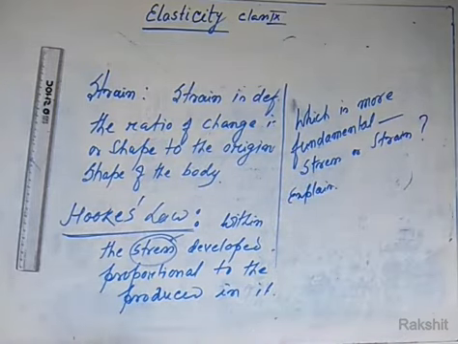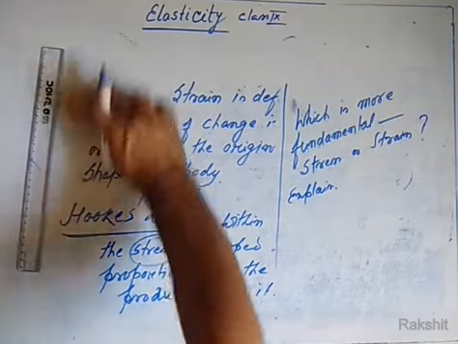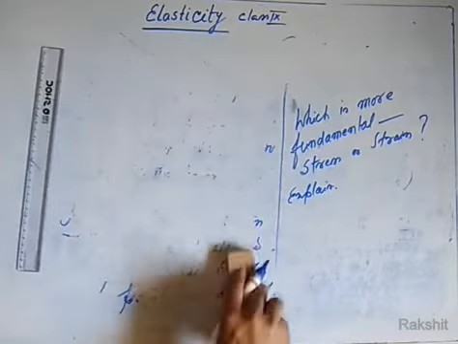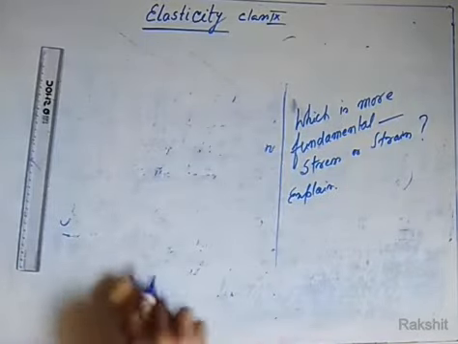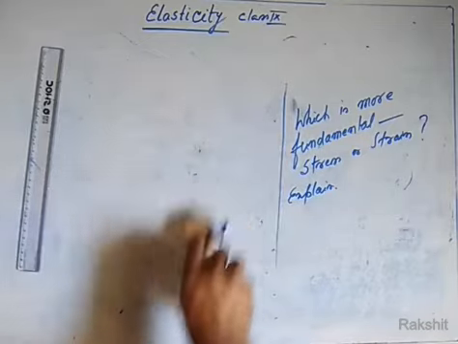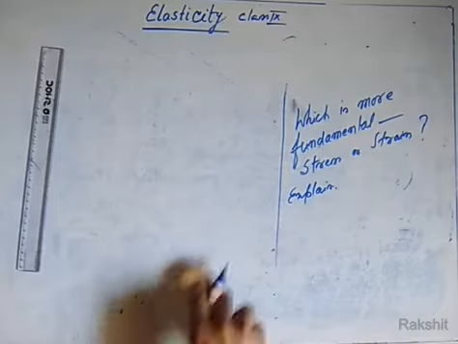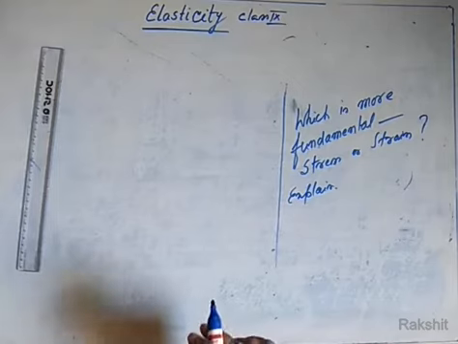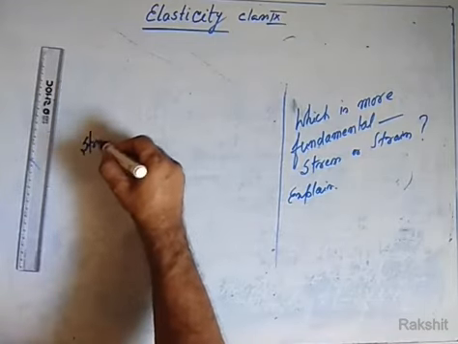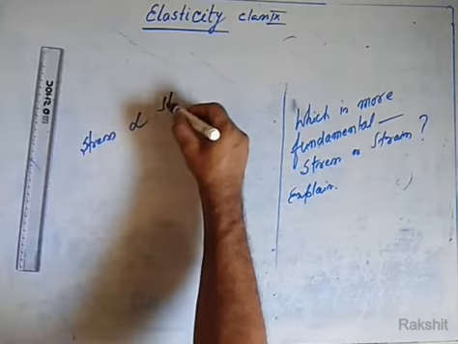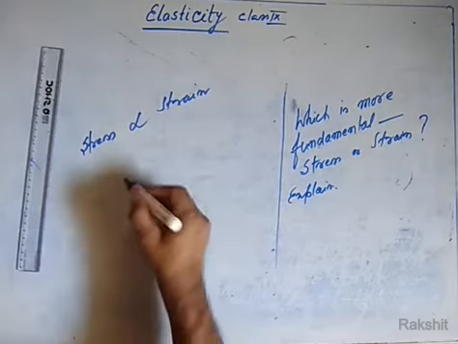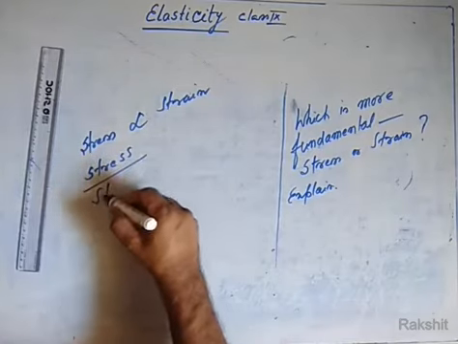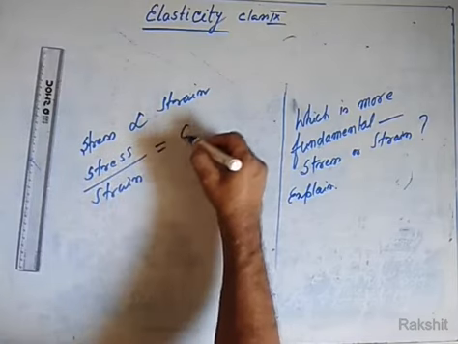Now, the mathematical form of Hooke's law. From Hooke's law, we know stress is proportional to strain. And according to Hooke, stress by strain must be a constant quantity. If stress is proportional to strain, then stress by strain is a constant quantity.